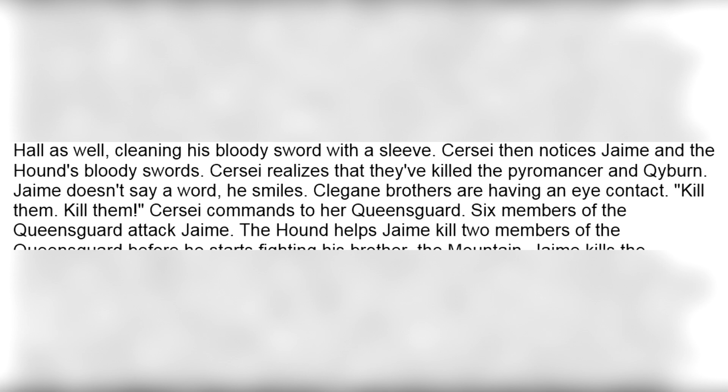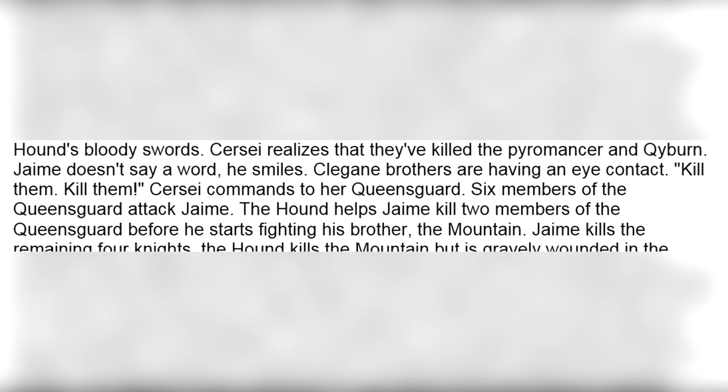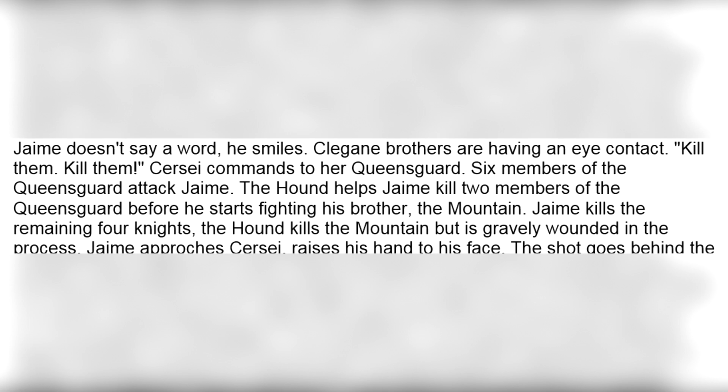6 members of the Queen's Guard attack Jaime. The Hound helps Jaime kill 2 members of the Queen's Guard before he starts fighting his brother, the Mountain. Jaime kills the remaining 4 knights. The Hound kills the Mountain but is gravely wounded in the process.